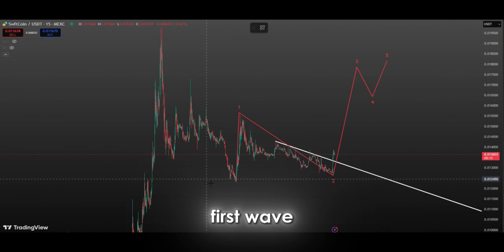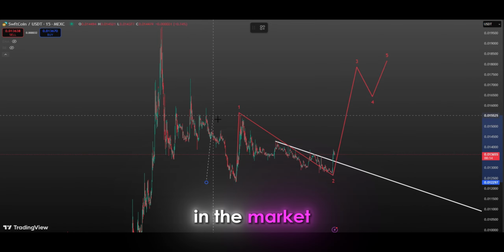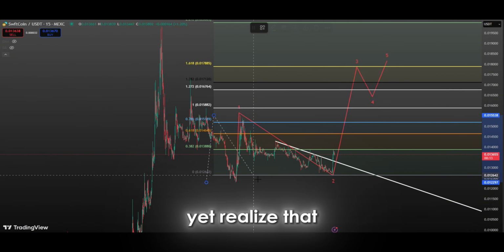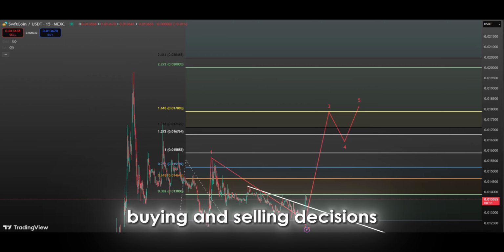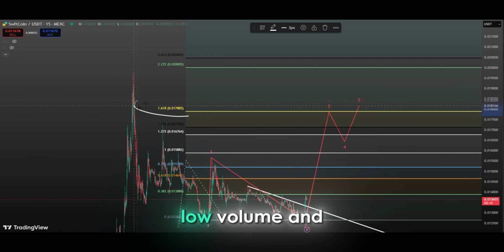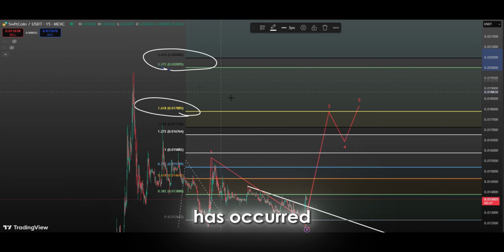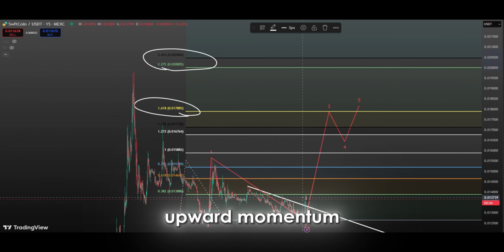Looking at the first wave, we know that this initial move often doesn't create widespread awareness in the market. That is, during this wave, most investors don't yet realize that a trend has begun, which leads to indecision in their buying and selling decisions. The first wave is generally formed with relatively low volume and is considered the start of the trend. In the current price structure, a similar scenario has occurred. The initial move caused a breakout, but did not yet gain significant upward momentum.